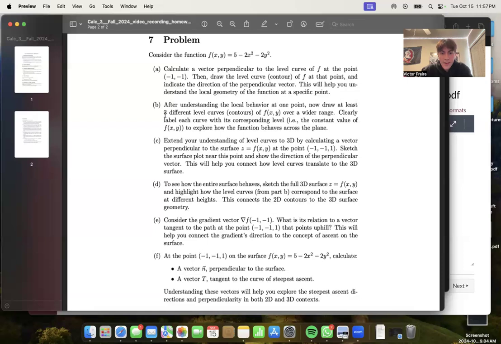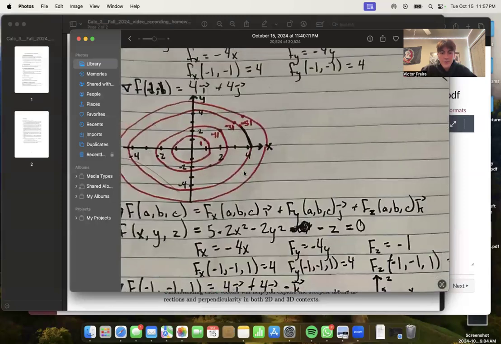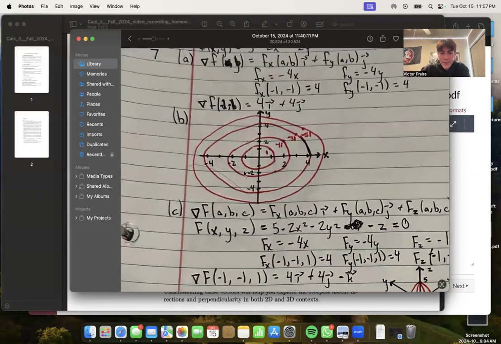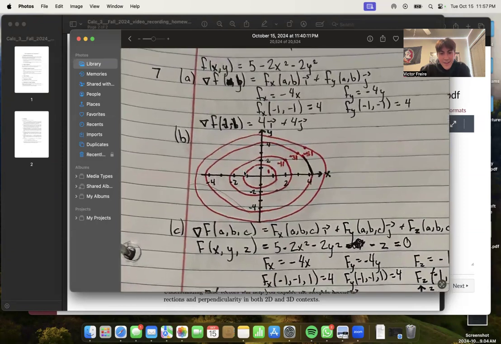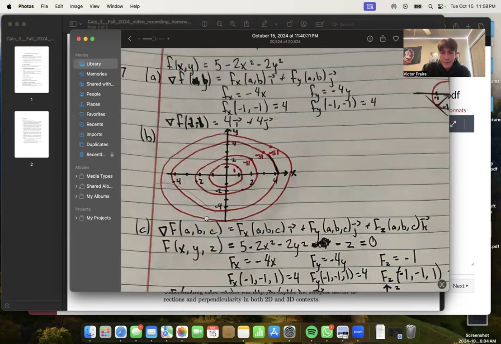time they just want us to add on just 3 different level curves, right? So let's see what I did here. Okay. So sorry for the drawing, by the way, guys. I'm an engineering major, not an art major, like it's the best I could do. But anyways, let's see. So I just kept the same middle one as before, right?